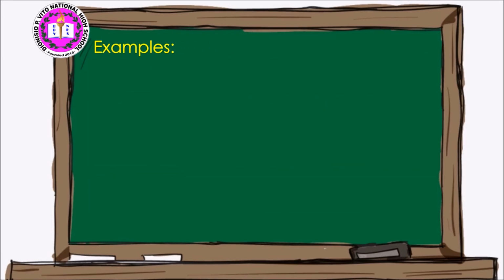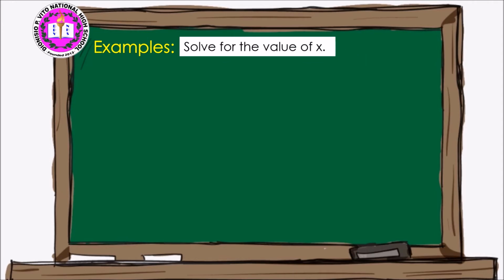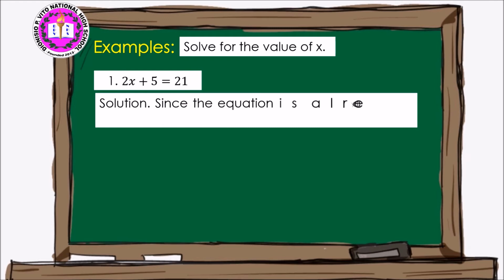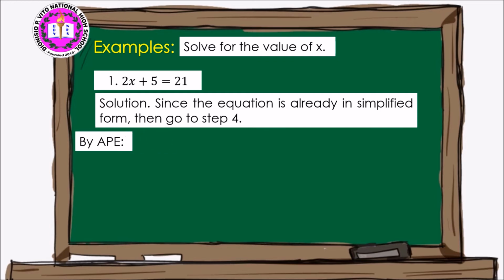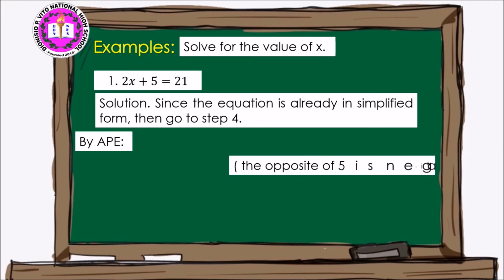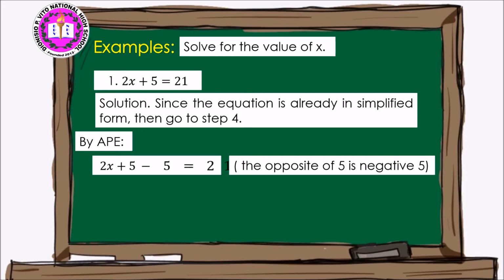For our example, we are going to solve for the value of x. First example, we have 2x plus 5 equal to positive 21. For our solution, since the equation is already in simplified form, we're going to go to step number 4. So by APE, we're going to get the opposite of 5, which is negative 5. We have 2x plus 5 minus 5 equal to 21 minus 5.